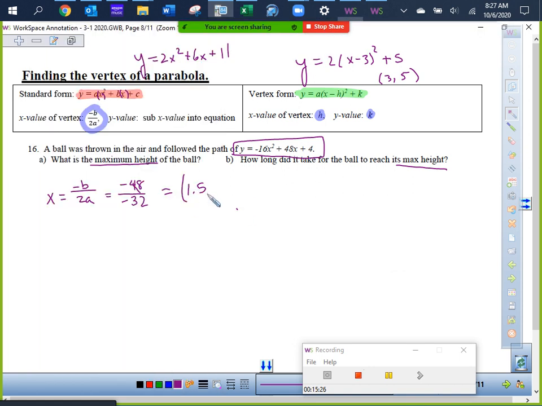So I'm going to write it as an ordered pair. And now I'm going to go back and answer the questions. I read stuff about max height. I wanted to find the vertex. I found the vertex, (1.5, 40).